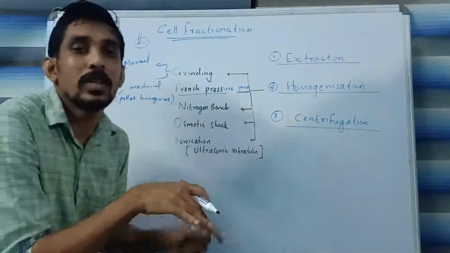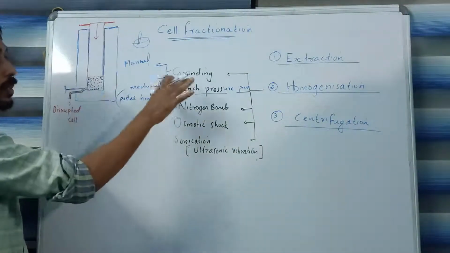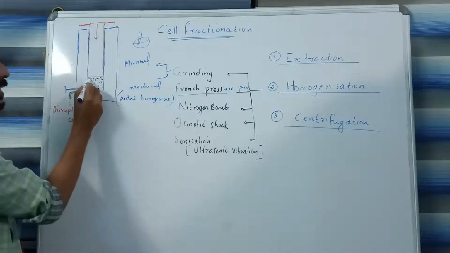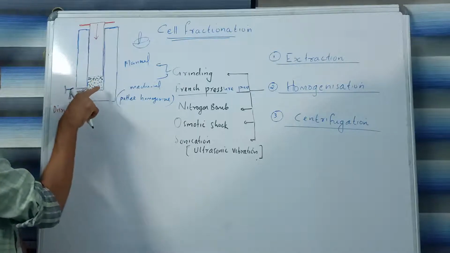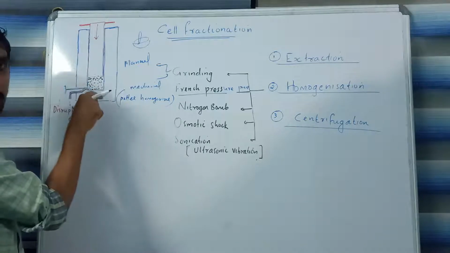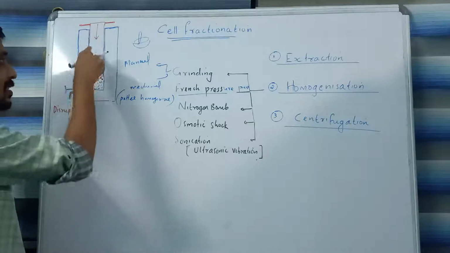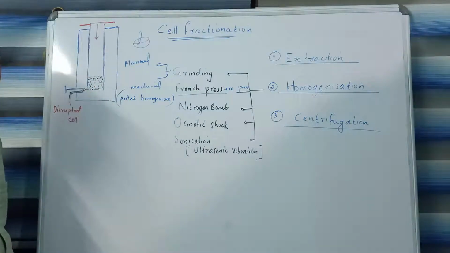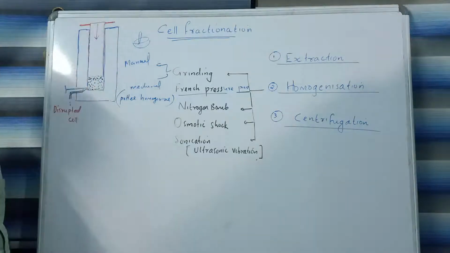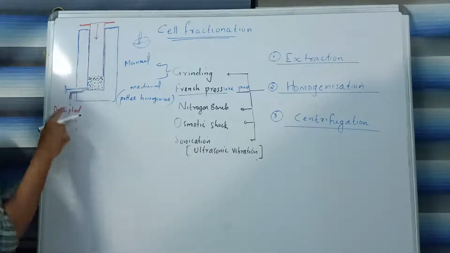Its mechanism is very simple. Look here, you can see a structure of a French pressure press. In this diagram, you can see the cell which is going to have its cell wall and cell membrane disrupted. This is the cell. We need to disrupt its cell wall and cell membrane. So we load the cells in this vessel. And you can see a piston over here. And you can also see a very narrow tube over here.